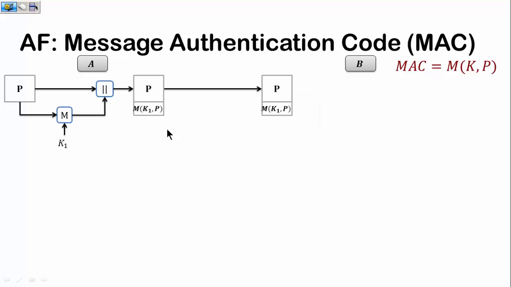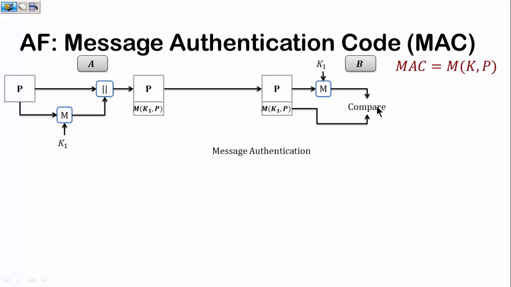Now, this P is forwarded to B. At B, the first task you perform is that you pass that plain text using the same shared secret K1 through the MAC function and get the value of the MAC, that is M. You compare both the values. If these two values map to each other, then you accept the message, and here you are getting the service of message authentication.